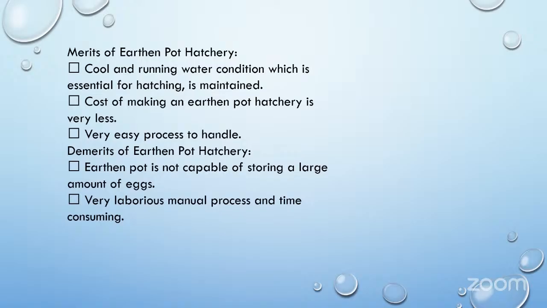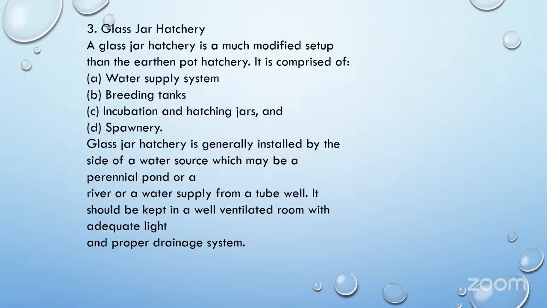Cool and running water condition, which is essential for hatching, is maintained. The cost of making an earthen pot hatchery is very low. It is a very easy process to handle. Coming to the demerits, the earthen pot is not capable of storing a large amount of eggs, and it is a very laborious, manual, and time-consuming process.